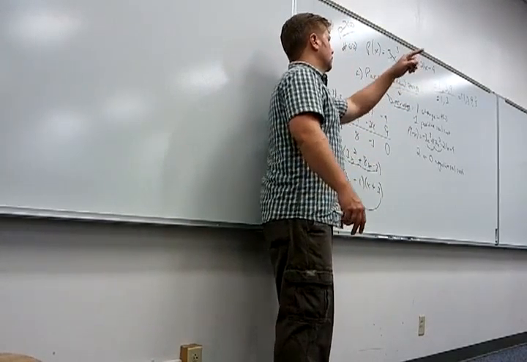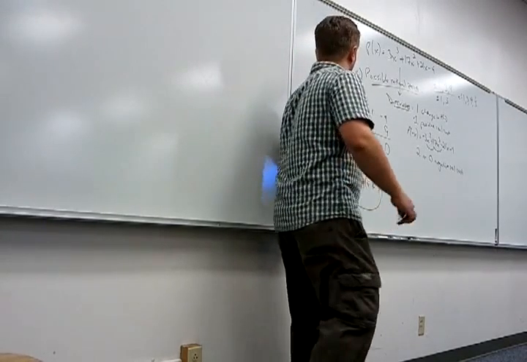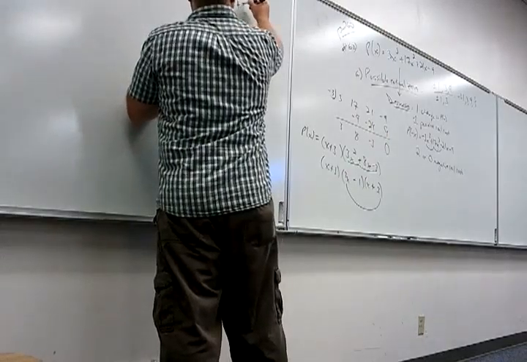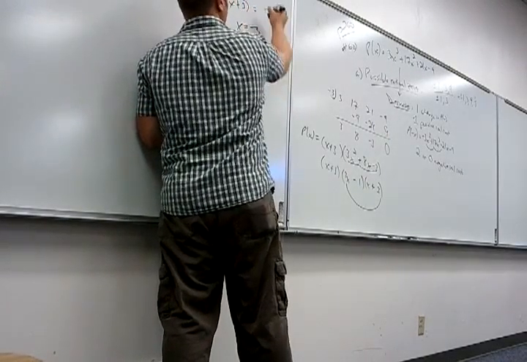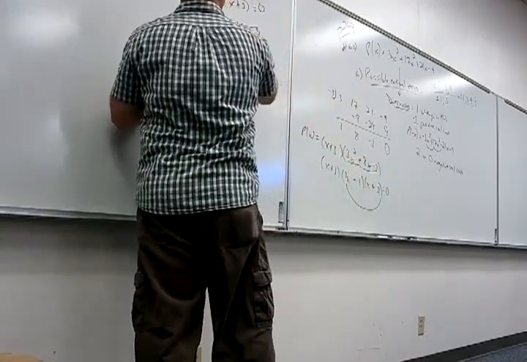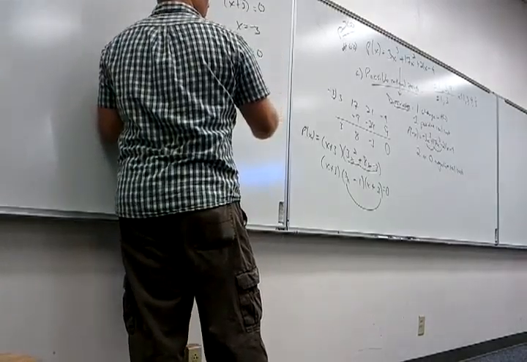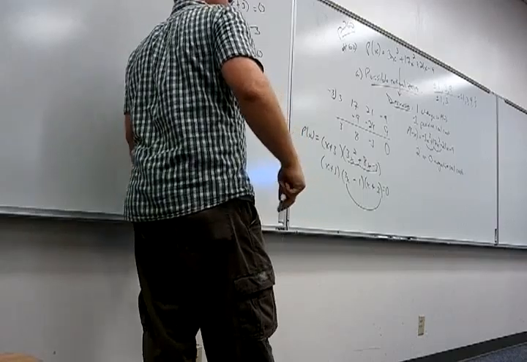Can you explain how the 3x minus 1 is measured? Oh, why is x plus 3 negative 3? Because you set each one of these equal to 0 to find the zeros, right? So if you set 3x minus 1 equal to 0, add 1, divided by 3. Cool.